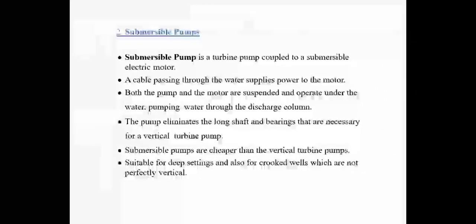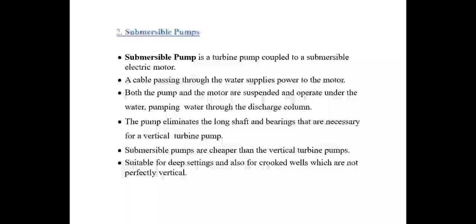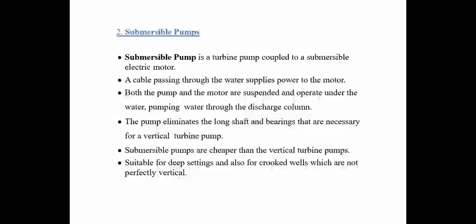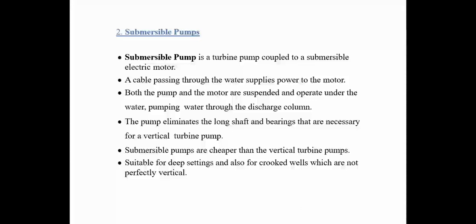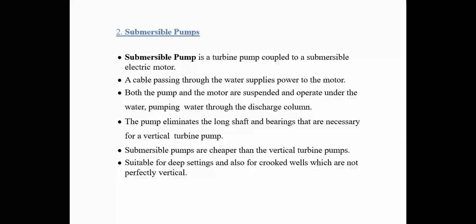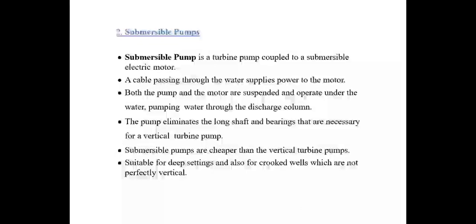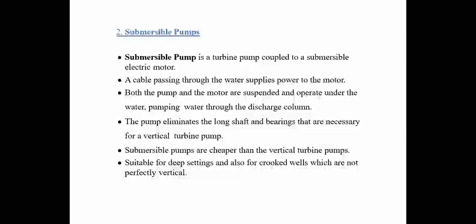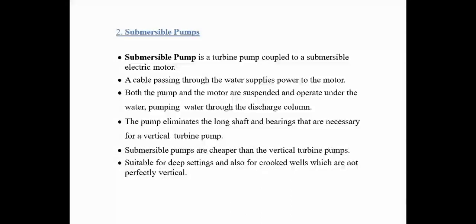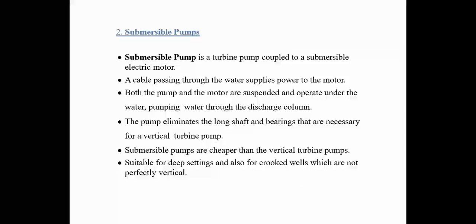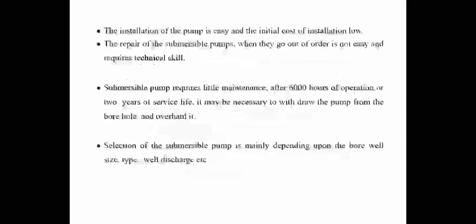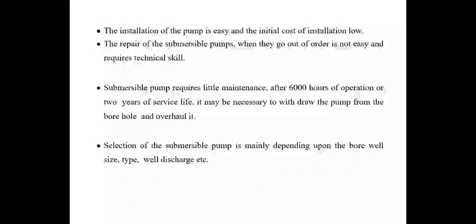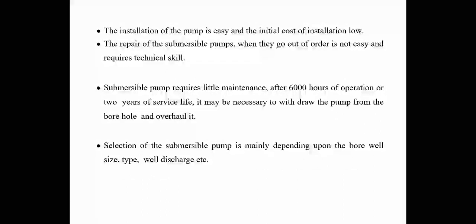So there are two types: vertical turbine pumps, in which the pump is placed below the water and the motor is placed above the water, and the second one is submersible pumps, in which the motor and the pump both are placed below the water. So you may have seen this submersible pump. It is used mainly in case of tube wells. So multi-stage centrifugal pumps are used in this case as submersible pumps.